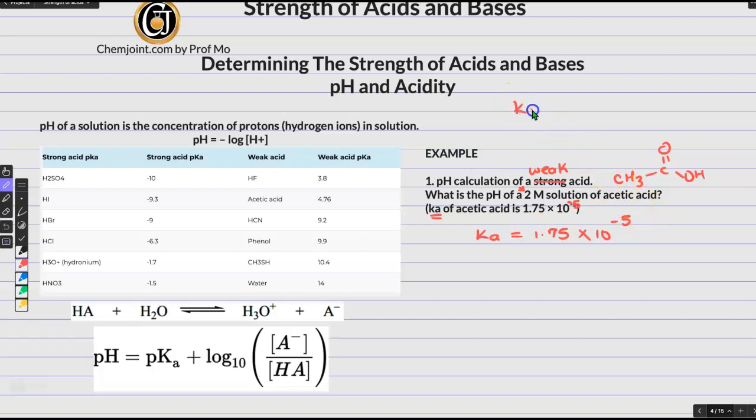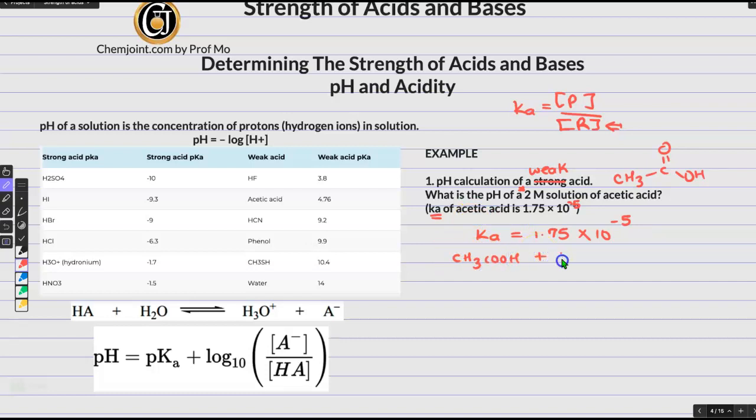Remember our ratio. Ka was equal to concentration of products divided by concentration of reactants. So if this number is quite small, what this means is that you have more of the reactants than the products. You're not really forming products. You're not really ionizing. So acetic acid is a weak acid, and if I want to find its pH, I will want to generate an ICE chart.